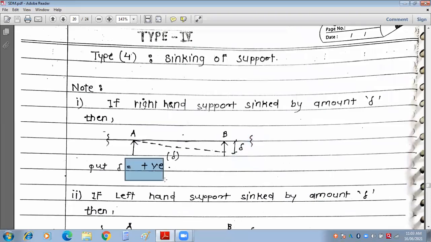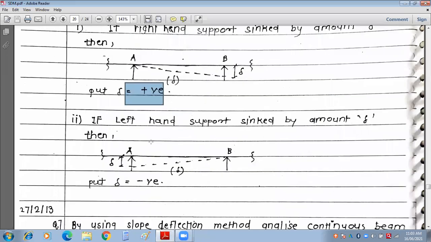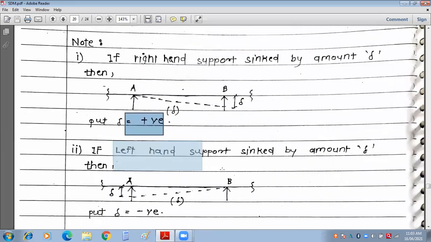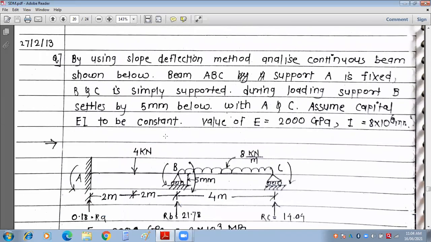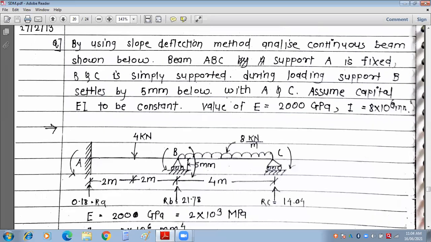as positive. And if the left hand side support sinks down by delta amount, then we are treating this value as negative. When the left side support sinks down, we treat it as negative, and when the right hand support sinks down, we treat this value as positive in the formulae we are using for the slope deflection equation. Now let us see one problem so that you will understand how to utilize this concept.